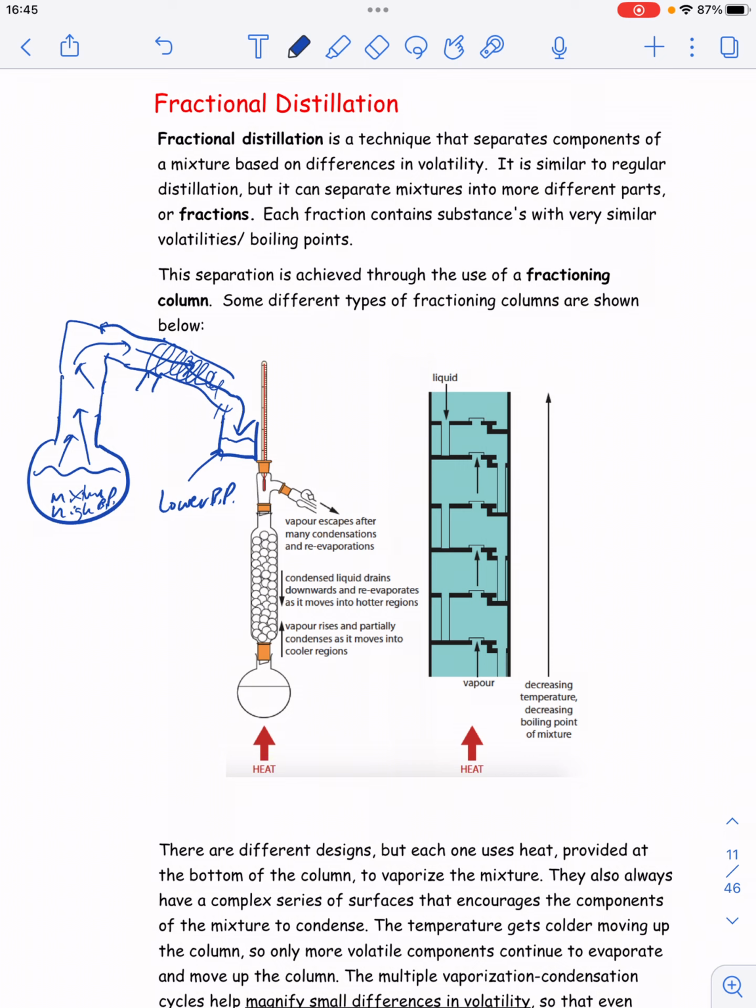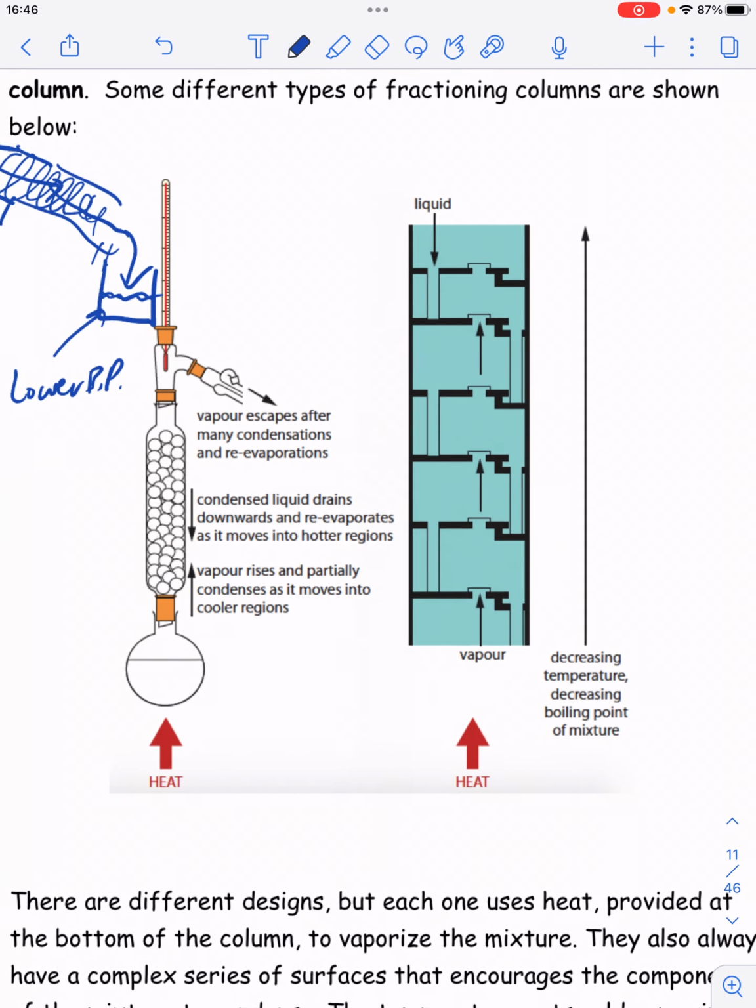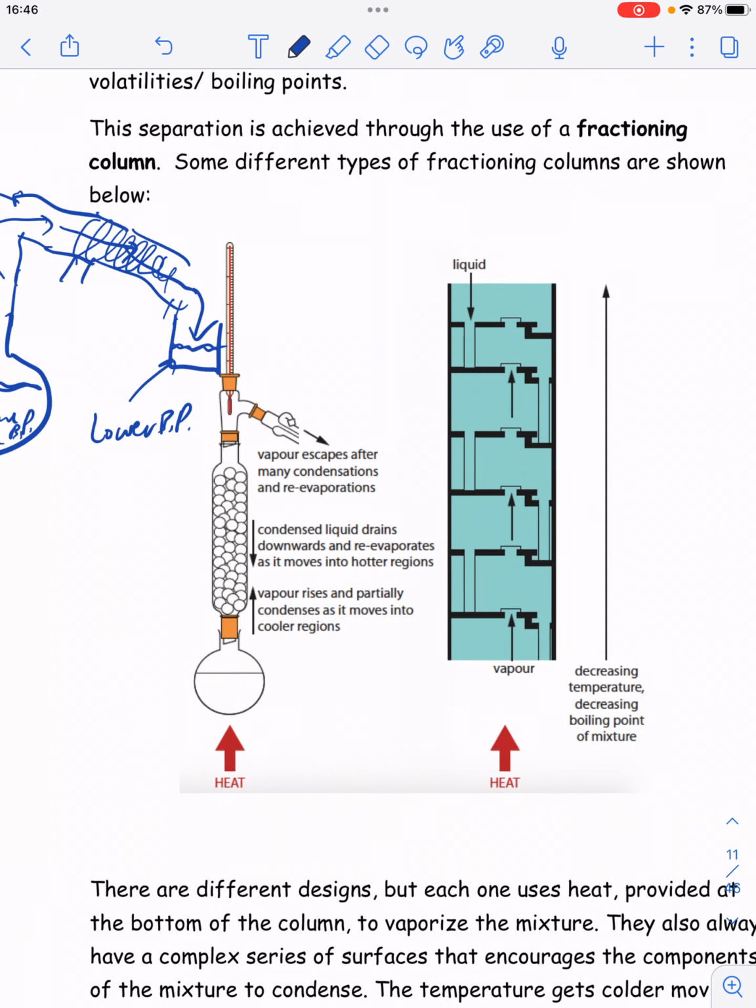But every time you distill, it's not going to be perfect. You're not going to get 100% of the component with the low boiling point and 100% left behind the one with the high boiling point. You get a mixture. This is why alcohol companies like whiskey companies talk about triple distilling, because they have to distill the alcohol 3 times to get it really, really concentrated. And that's what we're going to talk about right now. But first, we'll look at these different kinds of distillation columns. These are called fractioning columns.